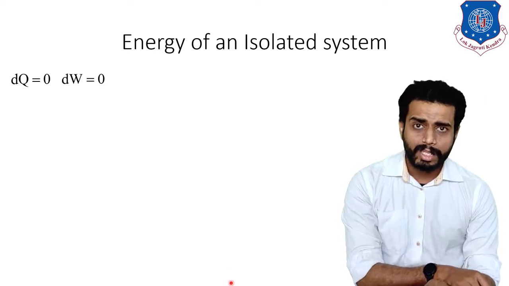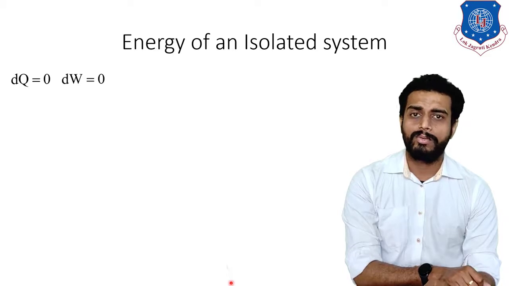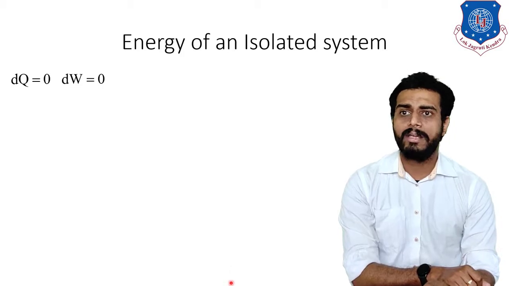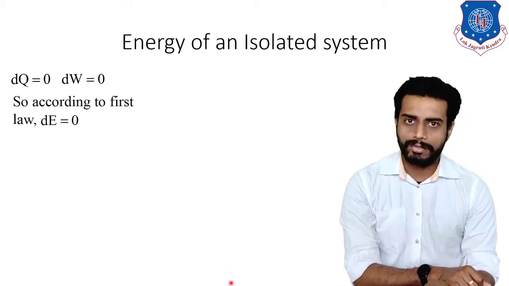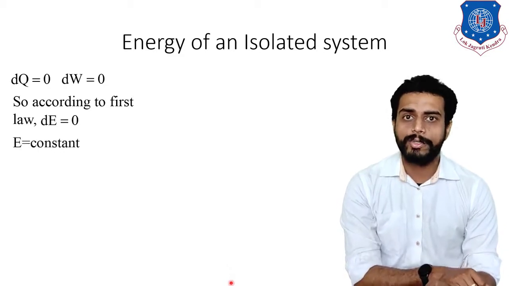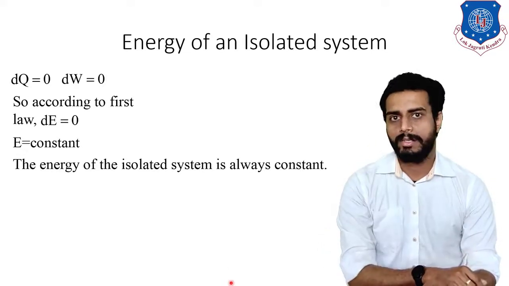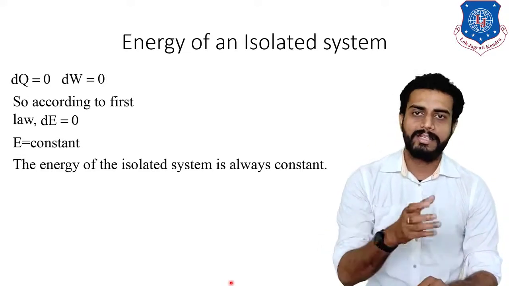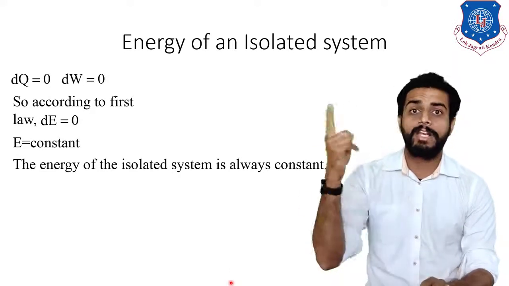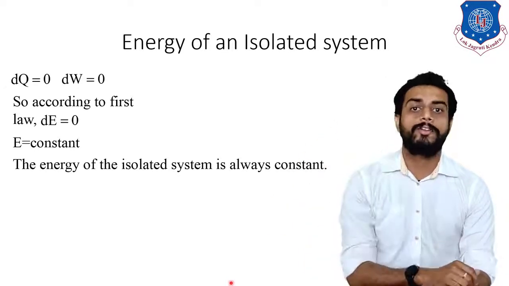For that isolated system, the first law is delta Q equals delta E plus delta W. Here delta Q and delta W are both zero, that means delta E, or dE, is equal to zero. So the energy will remain constant. Therefore, for an isolated system, the energy will always remain constant. The example is the universe. For our universe, the energy will always remain constant, and entropy will always tend to increase. We'll discuss entropy in the entropy chapter.